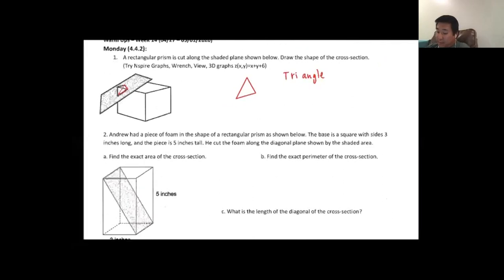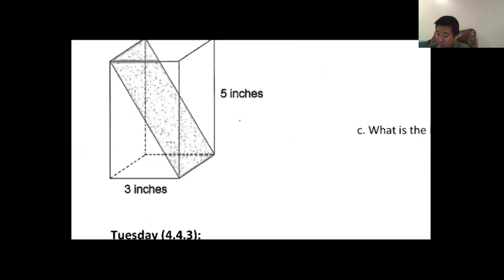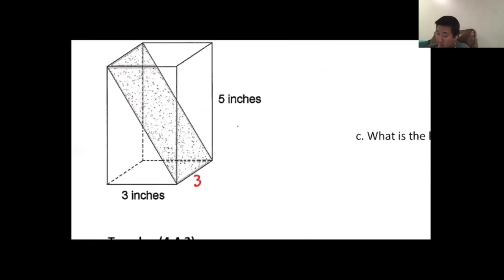Andrew has a piece of foam in the shape of a rectangular prism shown below. The base is a square with sides 3 inches long and the piece is 5 inches tall. He cut the foam on a diagonal shown by the shaded area. Find the exact area of the cross section. So this is 3, and then this is 5.